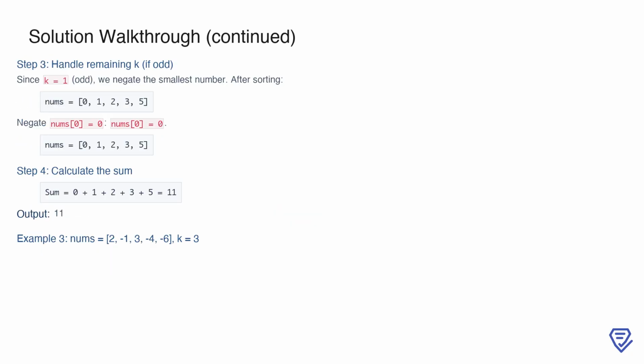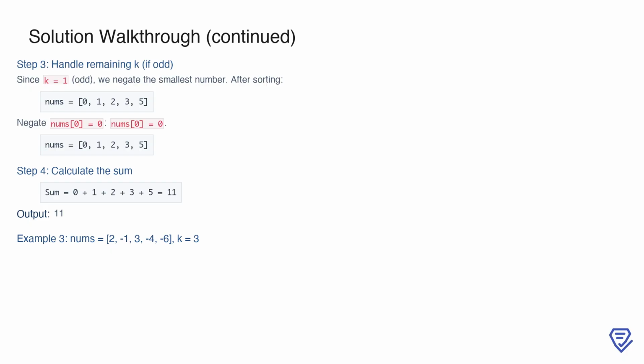Since k is still 1, and it's an odd number, we need to negate the smallest number in the array. To do this, we first sort the array again, which rearranges it as 0, 1, 2, 3, 5. The smallest number is 0, so negating it still leaves it as 0, and k becomes 0.